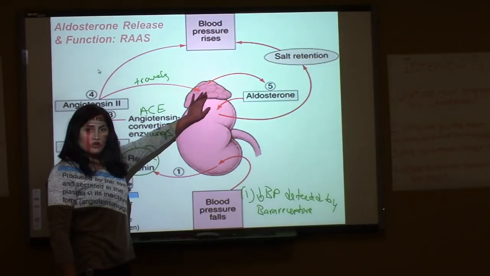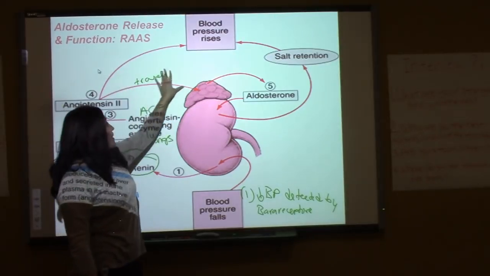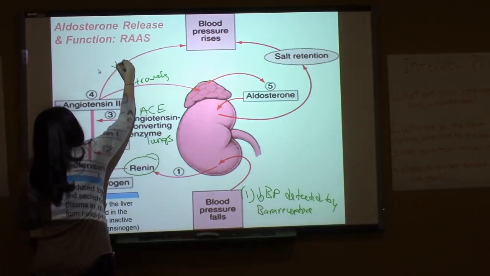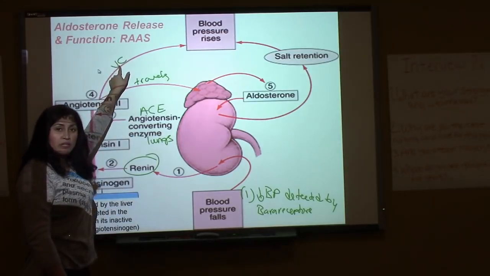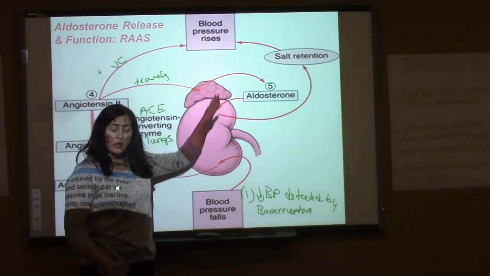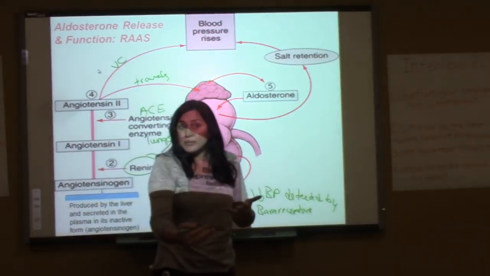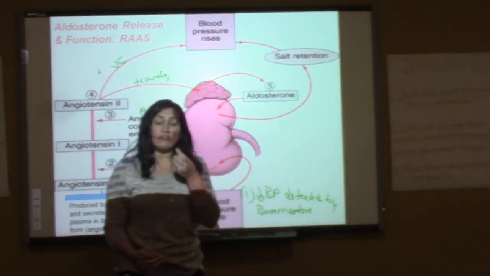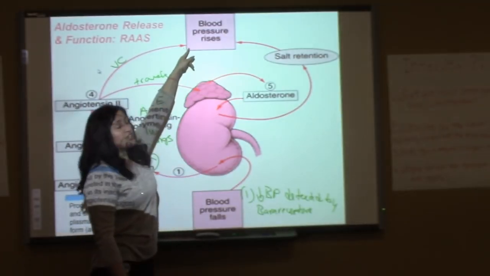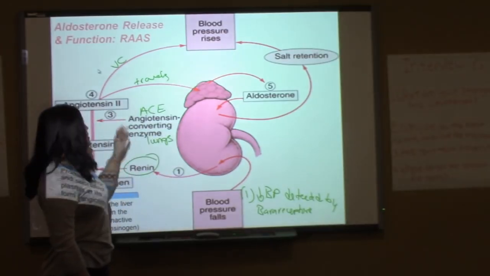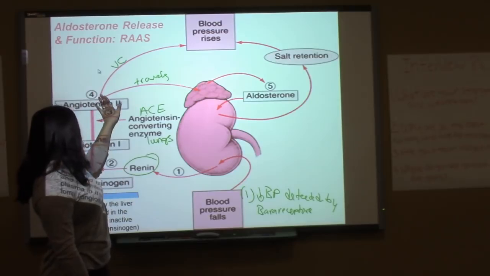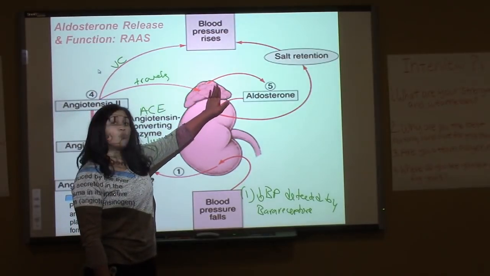the adrenal cortex. But while it's traveling to the adrenal cortex, it's causing vasoconstriction of the blood vessels. So as soon as angiotensin 2 is produced, it travels to the adrenal cortex, but while it's traveling in the bloodstream, it's causing the blood vessels to vasoconstrict. And when you cause your blood vessels to vasoconstrict, your blood pressure rises. Okay? So vasoconstriction causes blood pressure to increase. So now it finally finds its way to the adrenal cortex.